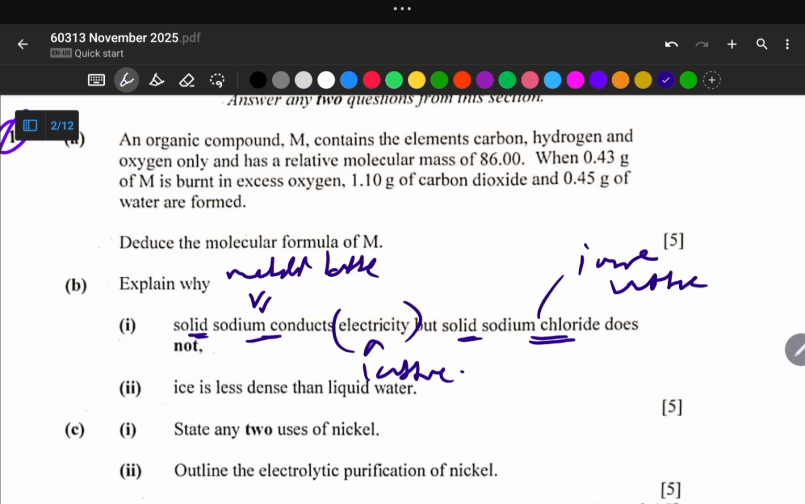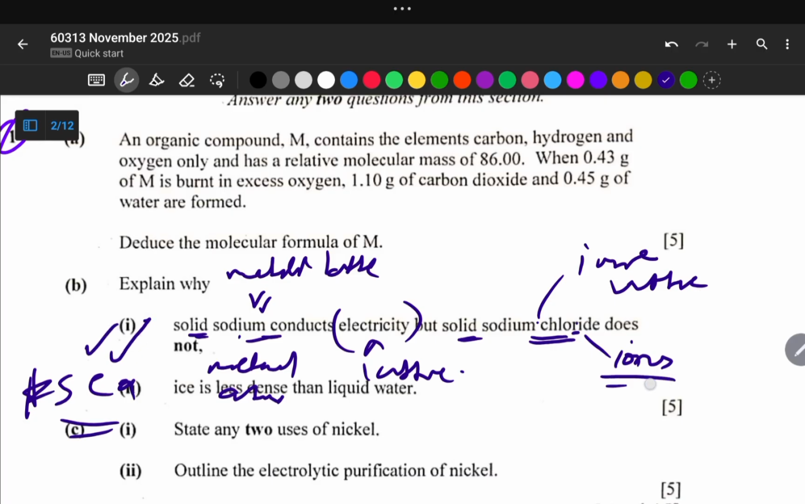sodium chloride exhibits an ionic lattice structure, right? So the particles in this compound are the ions held by strong electrostatic forces of attraction. And then here we're having the metal cations and a sea of delocalized electrons, which are mobile and are able to carry the electric current. And then here these ions are localized in the lattice structure, not mobile, right?